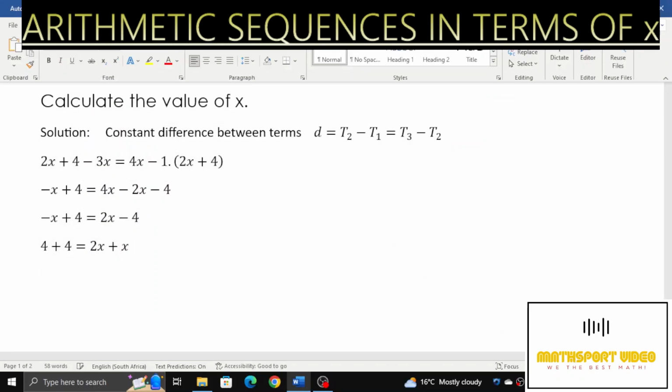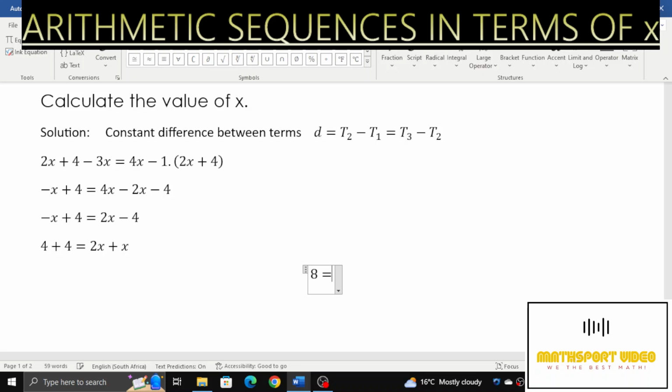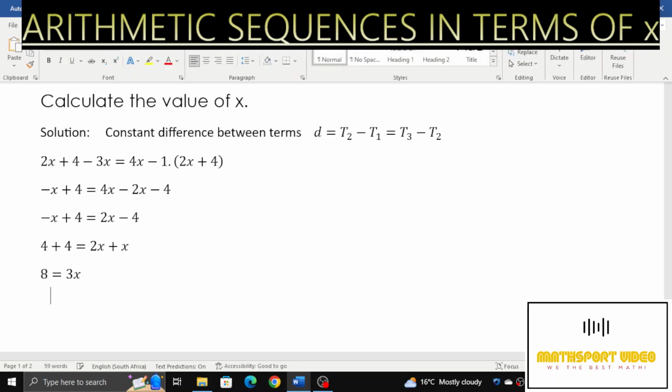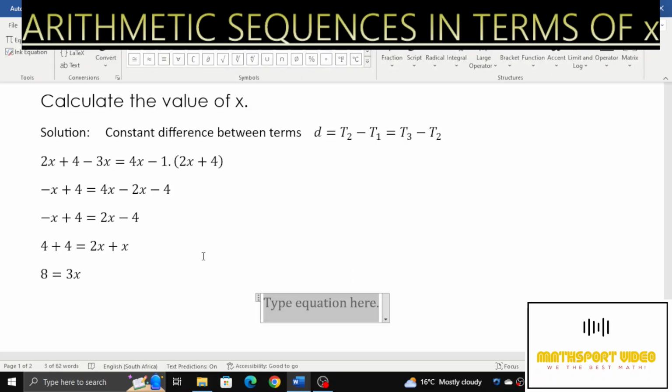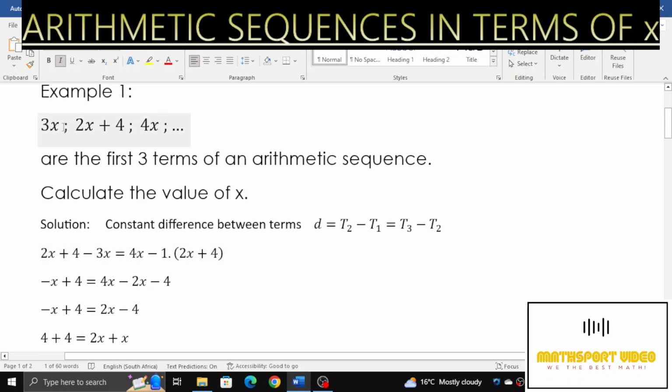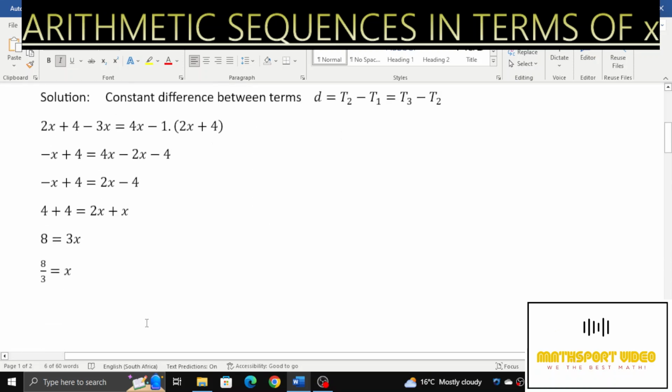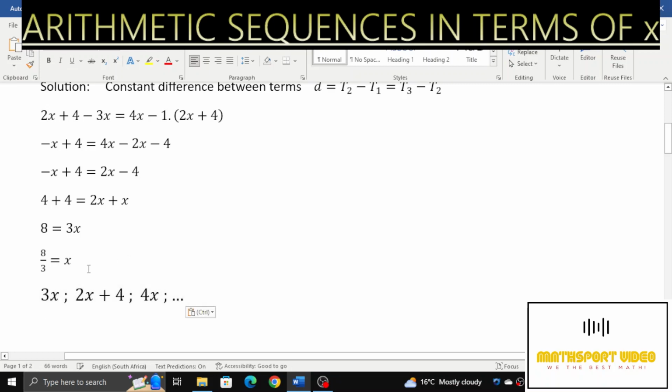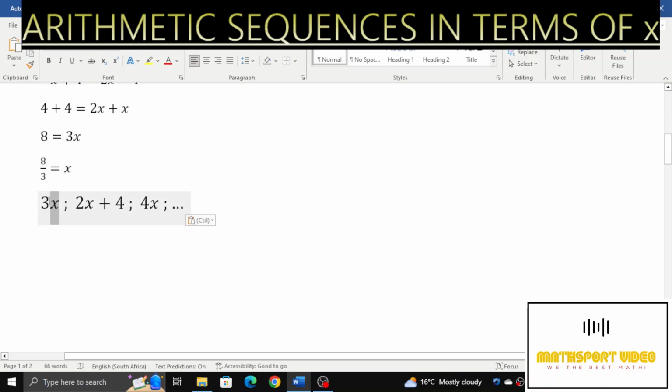So continuing from here, we get 8 equals 3x. And then continuing further, we get 8 over 3 equals x. Okay, so now we have figured out a value of x that will ensure that this is indeed an arithmetic series, or sequence at least, an arithmetic sequence. You can even check it if you substitute your values of x in.